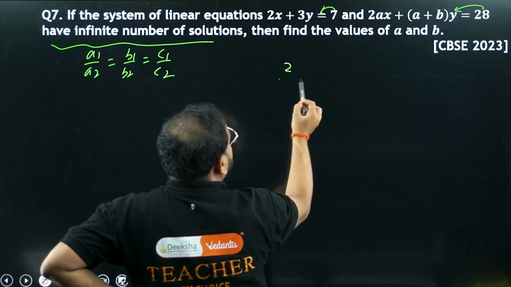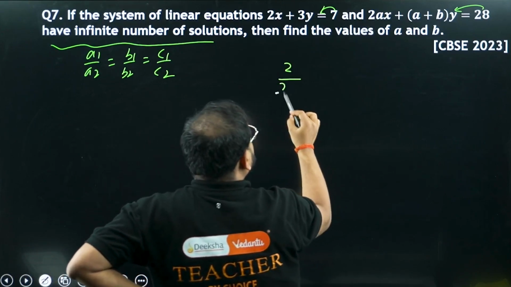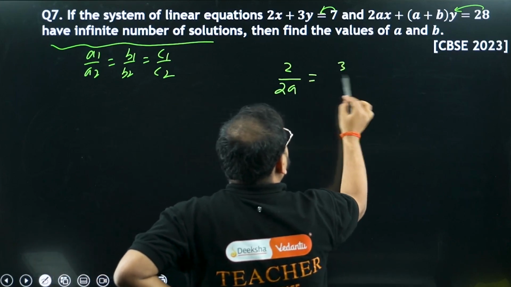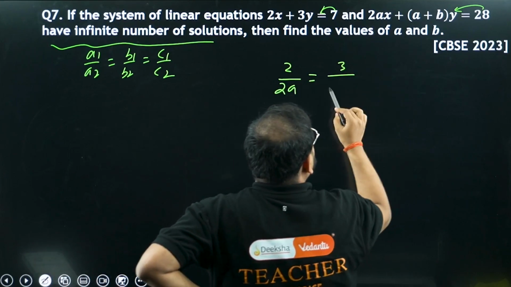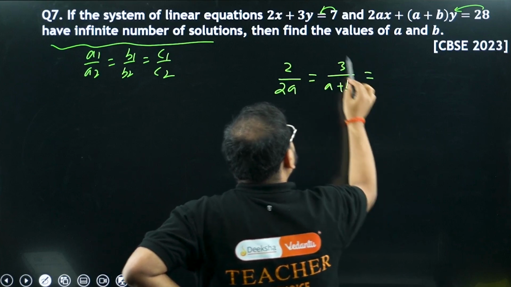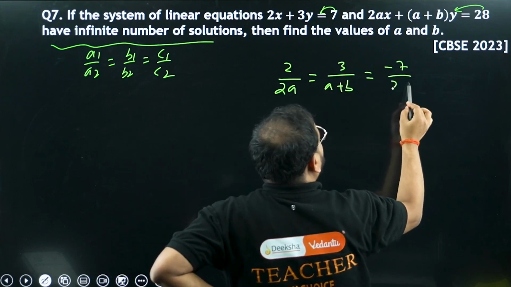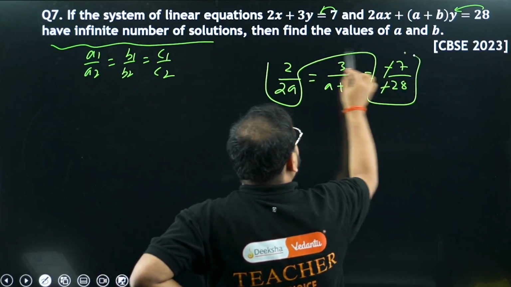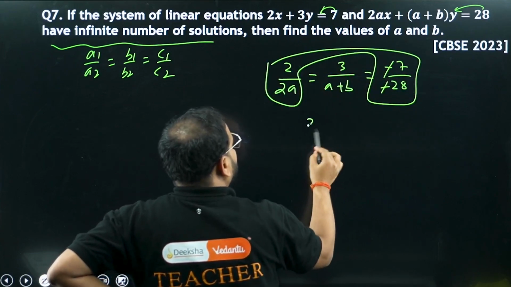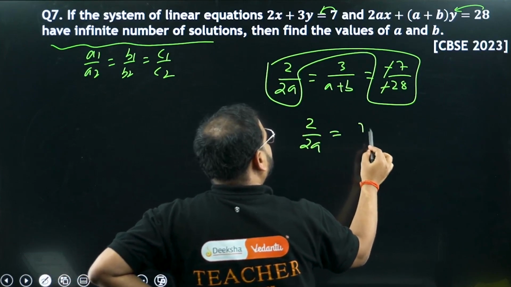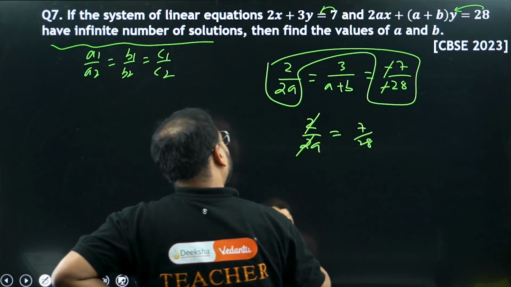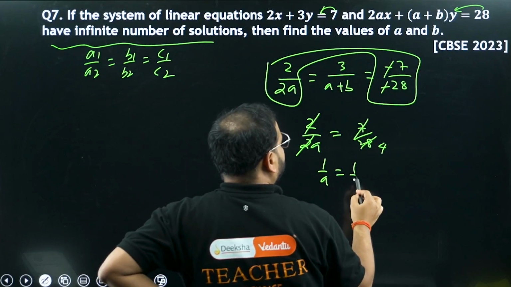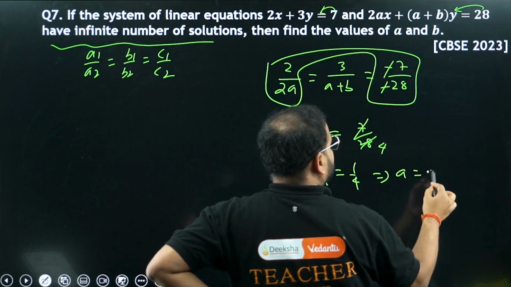So 2 by 2a, please check. A1 is 2, A2 is 2a. 3 by, what is this? a plus b. The last one, minus 7 by minus 28. Okay, please compare these two first. If you do that, what are you going to get? Please check. 2 upon 2a equals to 7 by 28. 2 goes out, 7 fours are 28. What I'm getting? 1 by a equals to 1 by 4. It means what? a equals to 4.